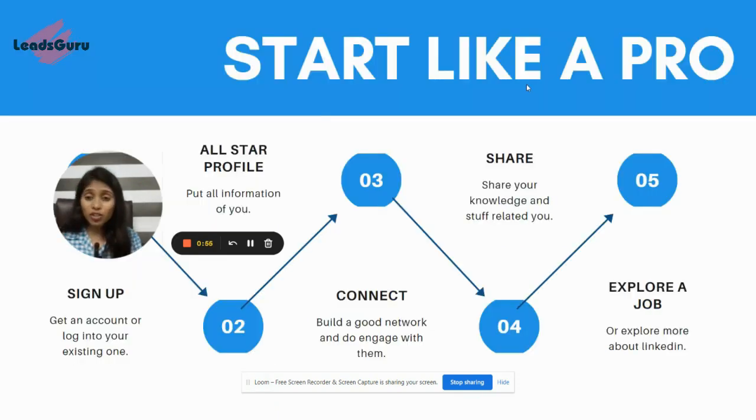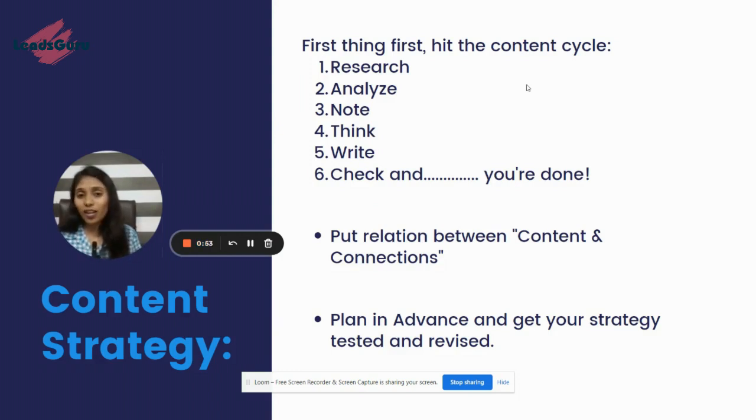Now plan your content in advance. This is very much necessary. If you don't plan your content in advance, then you might miss out on a lot of opportunities. So make sure that you have the right content strategy, and that you plan your content in advance for at least 1 week. Then only you are going to win the game.